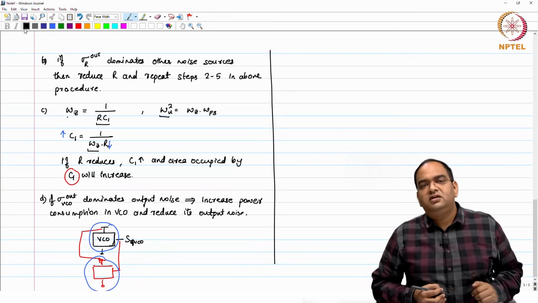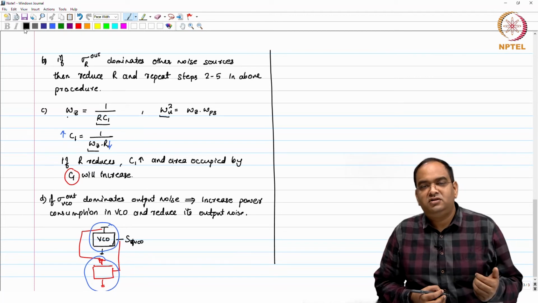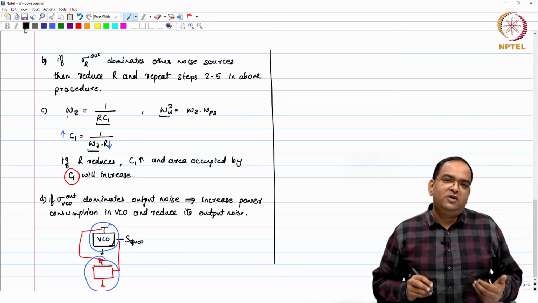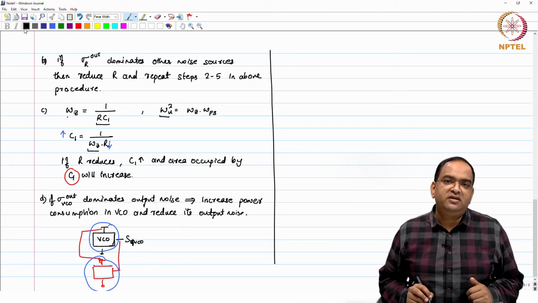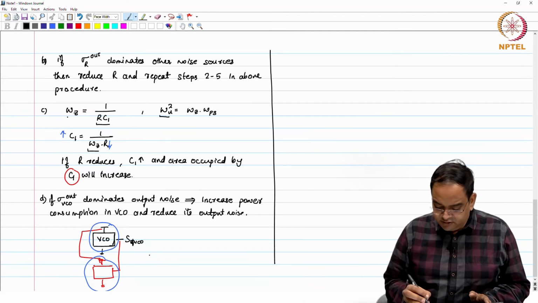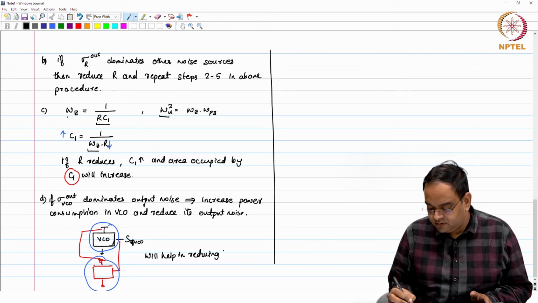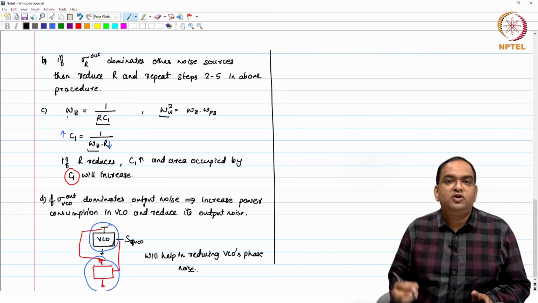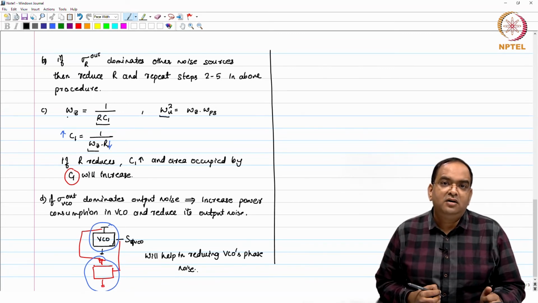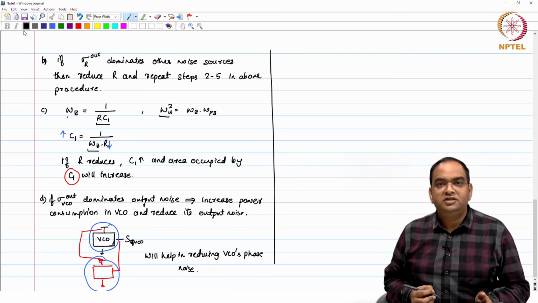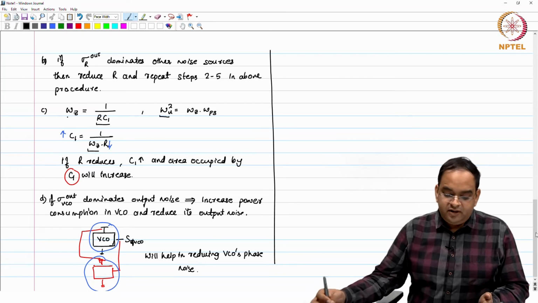We will see the relationship between the noise in the oscillator and the power consumption later, but this is in general true: you double the power consumption, your phase noise improves by 3 dB. So, this will help in reducing Vco's phase noise. I will do this if Vco's noise dominates, and then I can again calculate the jitter versus sigma plot, and if it is within the limits, good. If it is not, then I have to redo it.